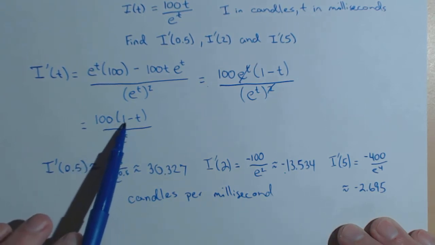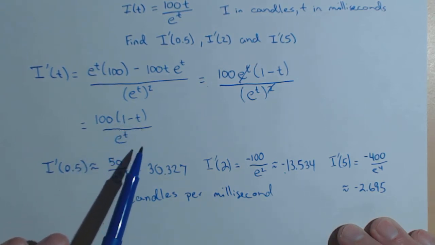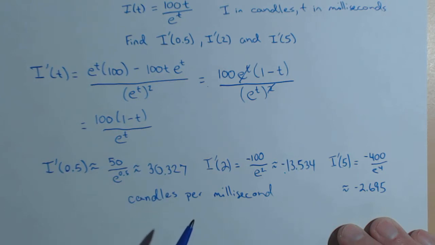And if we look at our derivative, we can see that at 1 millisecond is where the change in intensity is going to be 0. So that's where it's going to go from an increasing intensity to a decreasing intensity.